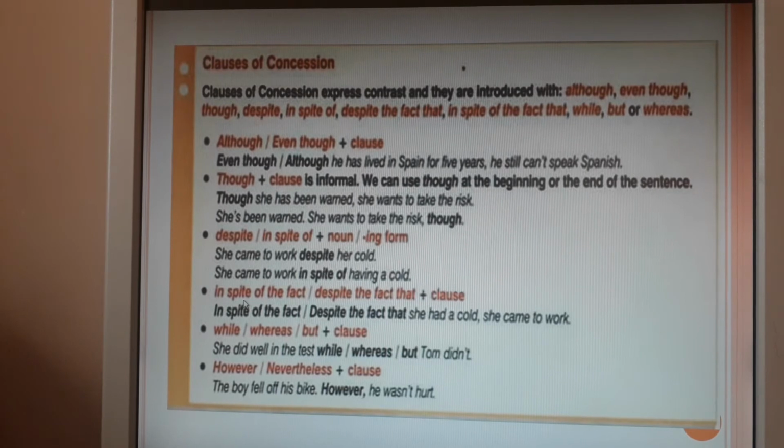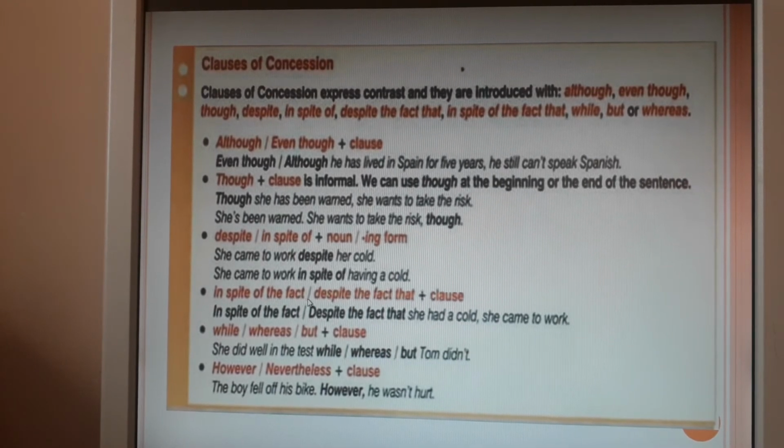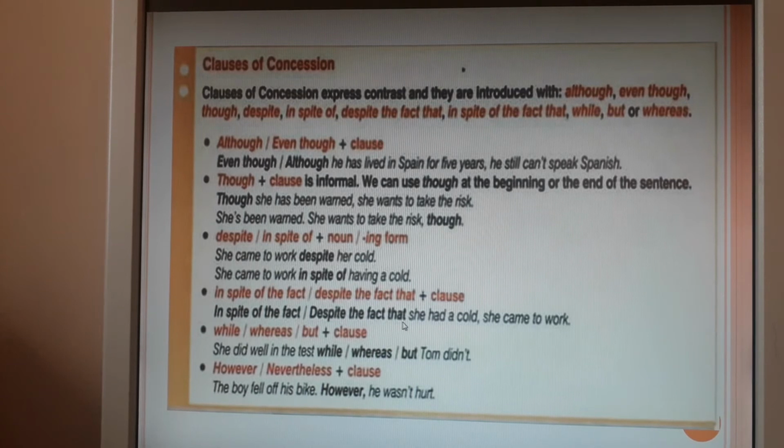Another structure is in spite of the fact, despite the fact that, plus a clause. For example, in spite of the fact or despite the fact that she had a cold, she came to work.